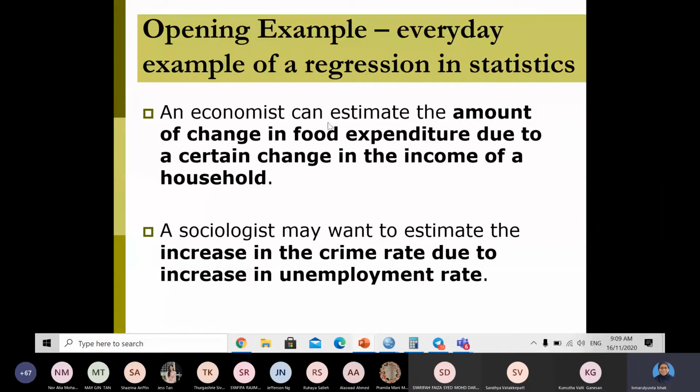An economist can estimate the amount of change in food expenditure due to a certain change in the income of a household. So they want to know, if we increase the income of a household, what happens to the food expenditure of a family? A sociologist may want to estimate the increase in the crime rate due to an increase in the unemployment rate.